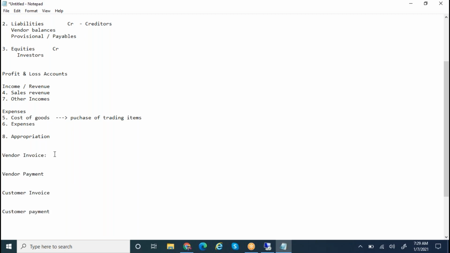Vendor invoice. If it is a vendor invoice, what will be debit and what will be credit? Vendor invoice means we are receiving an invoice from the vendor. Why are we receiving the invoice? Because we are receiving the material. If you are receiving material, you are receiving the invoice. If you are receiving material, you need to pay money. That is the reason vendor account is credit.